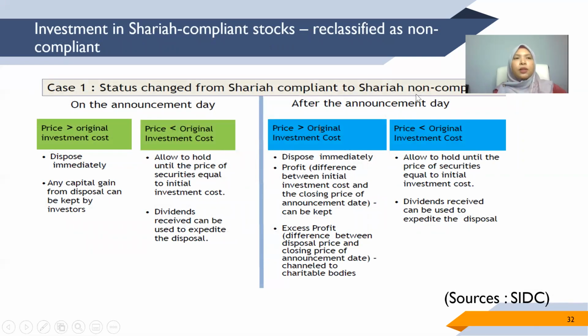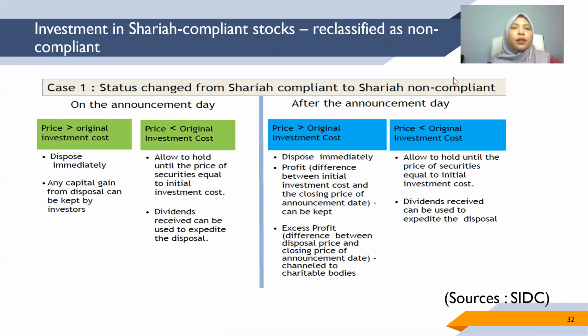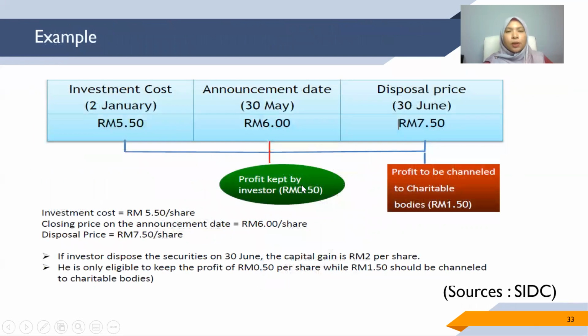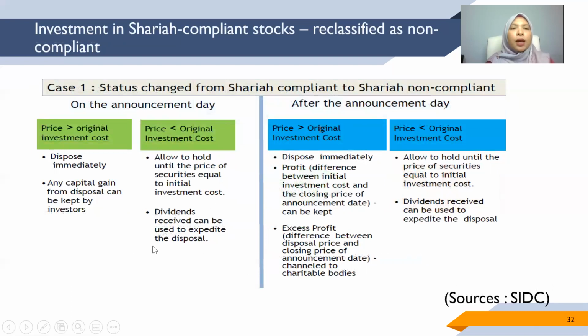For the status 1, so for case 1, status change from Shariah compliant to Shariah non-compliant. Okay, so you can read this one. So the main important thing in this slide is that you have to determine which is the announcement date. When is the announcement date? Announcement day. Alright. By that, okay, I will show you the example. Sebab kalau tunjuk yang ni nanti you boleh baca dan fahamkan. Tetapi lebih mudah kalau kita tunjuk contoh terus.